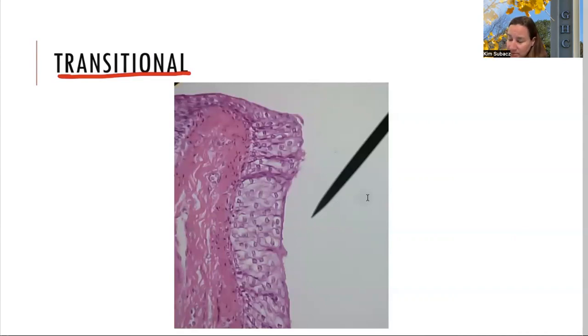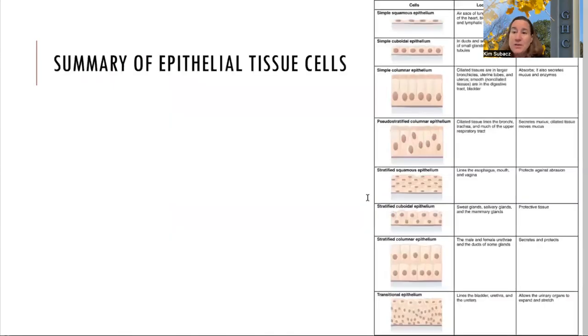So be able to identify this stuff. Here's our basilar surface. Here's our apical surface. And all of this is transitional. All these cells, all of this is transitional epithelium. So know our location. Know its function is that it's super stretchy and allows for distension of that area, if it's the bladder. So this is transitional epithelium. Those are all the slides that we have regarding epithelial tissues.